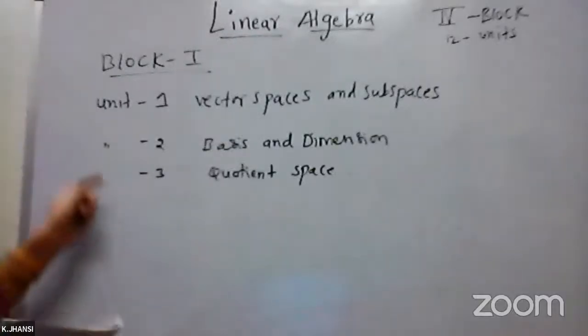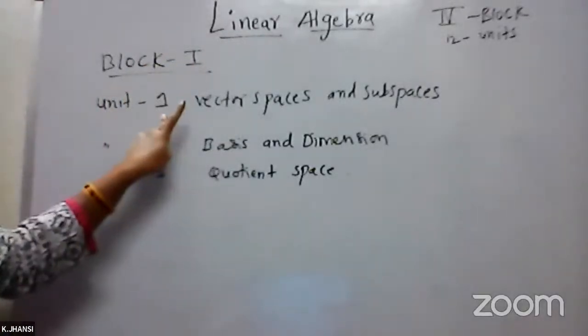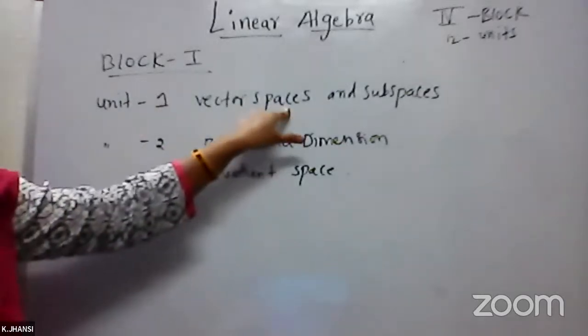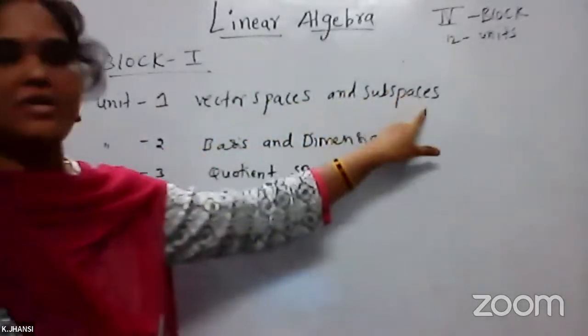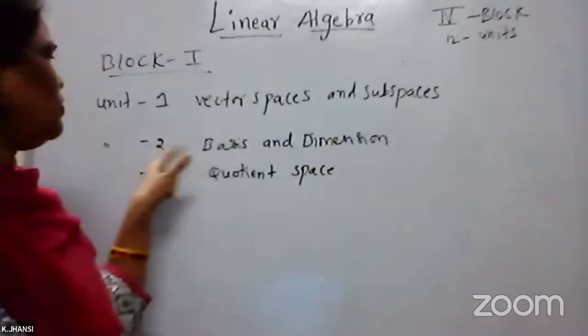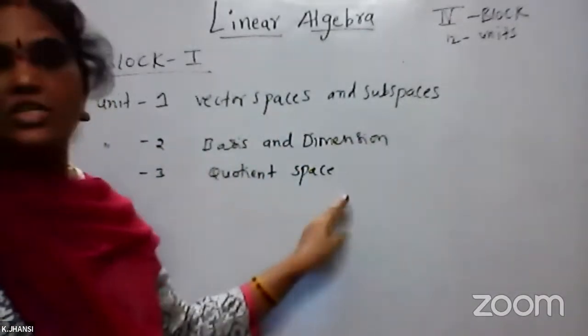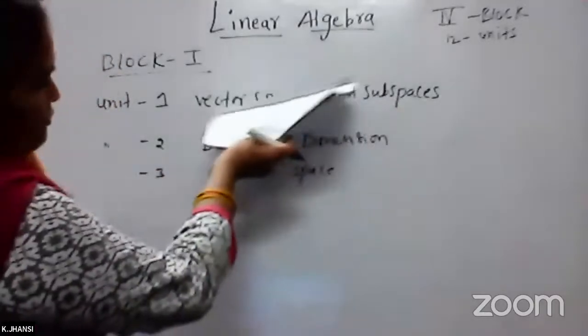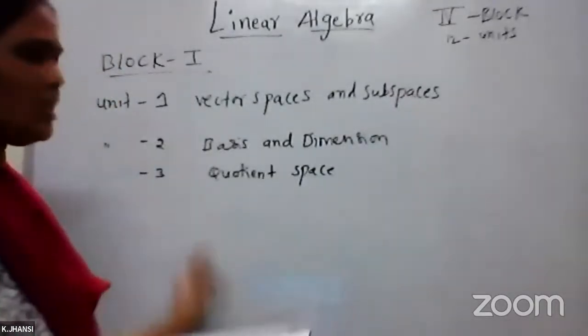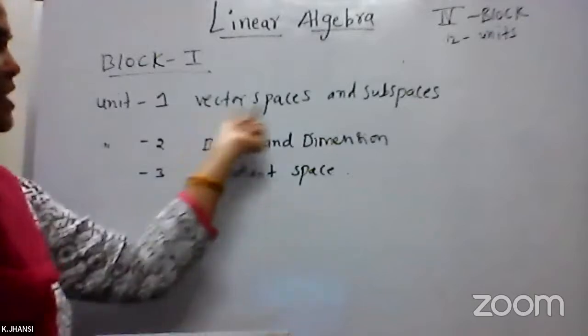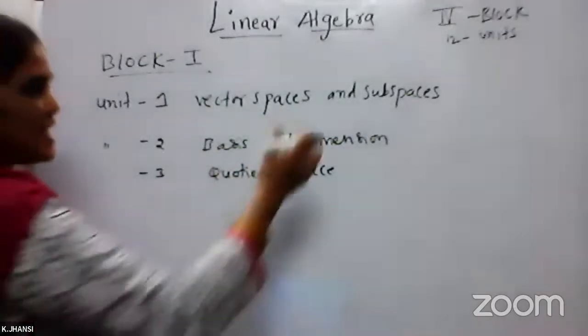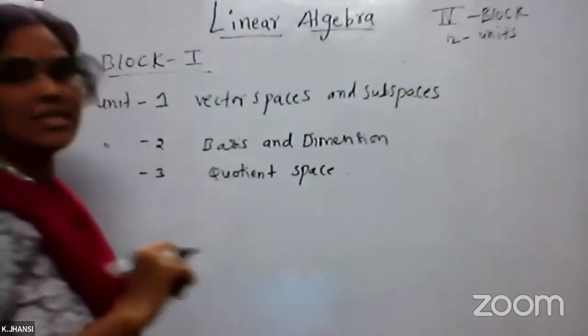This is about block 1. In that you have unit 1, where just now I have told what vector spaces and subspaces are. Next, unit 2 is basis and dimension, and unit 3 is coefficient space. So first in unit 1, whatever definition I have just told is about vector spaces, and subspaces are similar to subgroups.